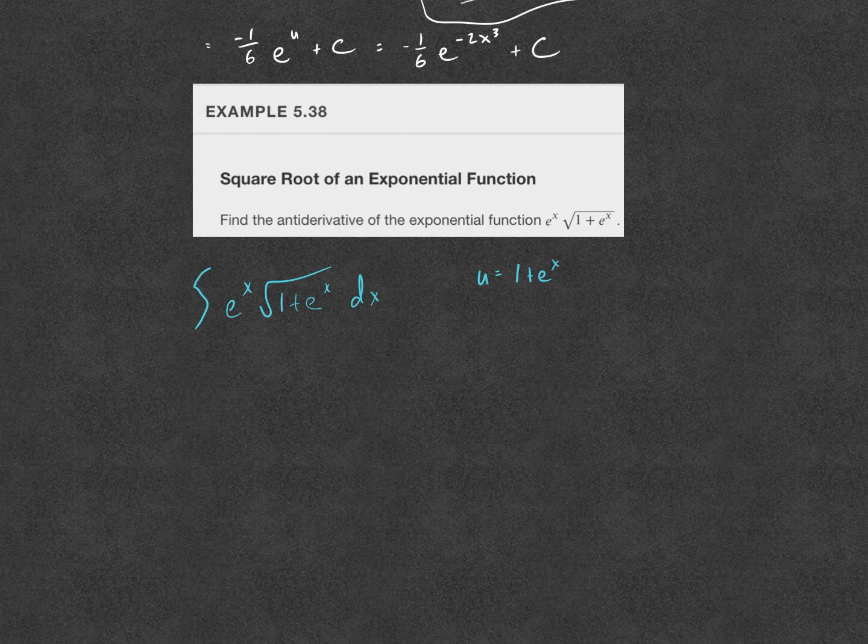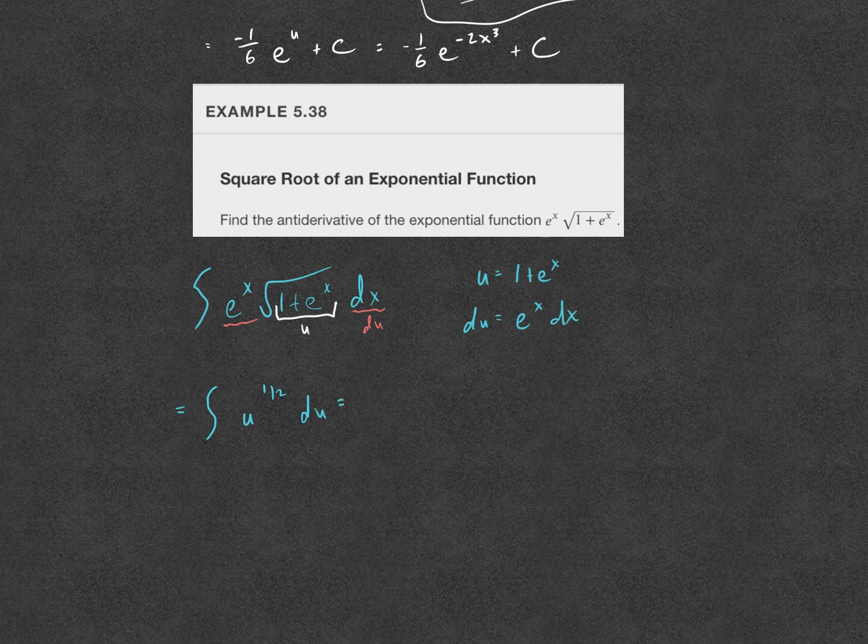Just what's under the radical, because the derivative of 1 is 0, and the derivative of e to the x is e to the x dx. All right, so we have our 1 plus e to the x, that becomes u, and then e to the x dx, that becomes du. All right, so after we make our substitution, this is equal to the integral of, now I could leave that as a radical, but I know what I'm doing. The next step is going to be to integrate, so I want to write this as u to the 1/2 power du.